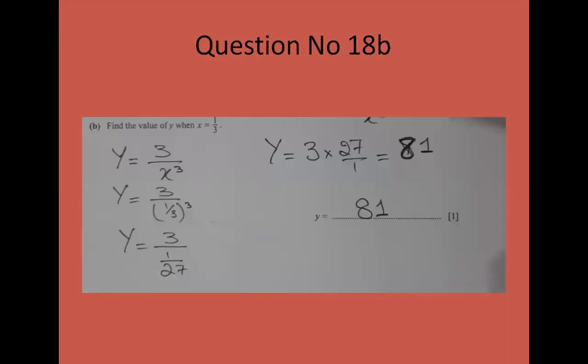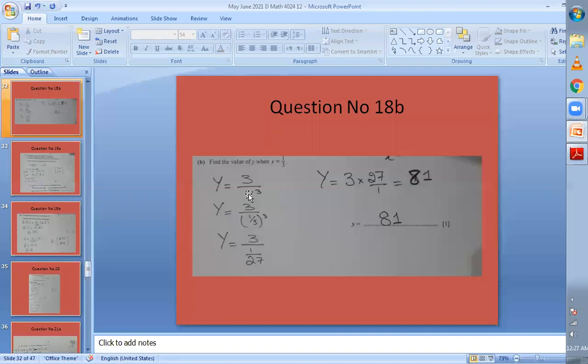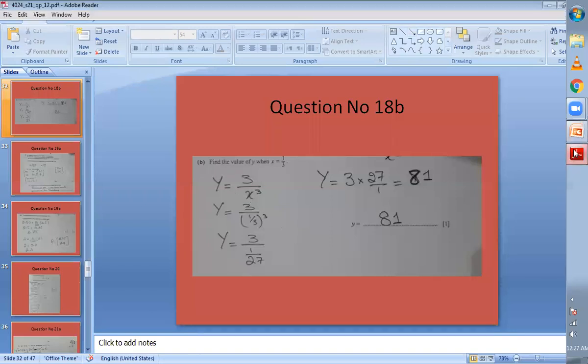Then the question is to find the value of y when x is 1 by 3. We know the formula is y equals 3 by x cube. So y is equal to 3 divided by 1 by 3 whole cube. 1's cube will be 1, 3's cube is 27. So when you write this 1 by 27 in the denominator, it will become 27 by 1. So 3 multiplied by 27 is 81. So the y value is 81. So this is how you do question number 18.